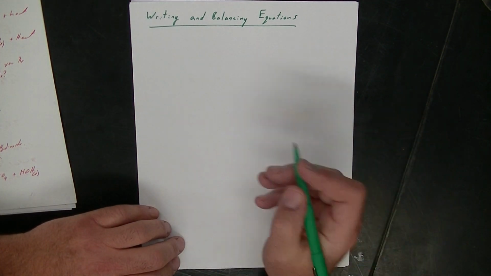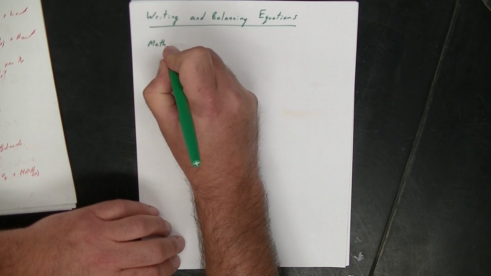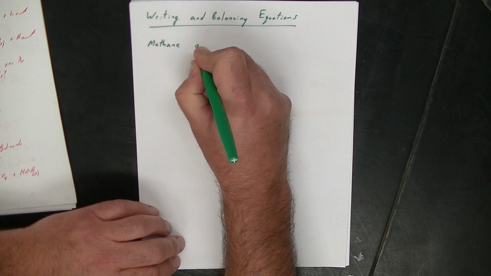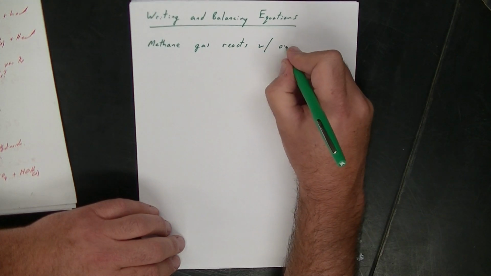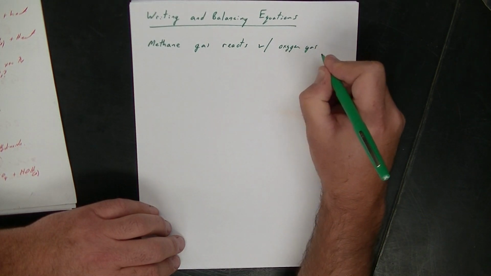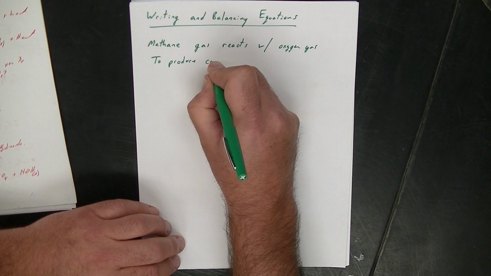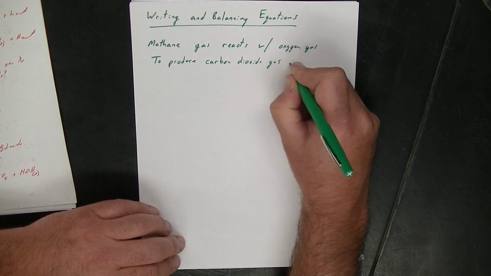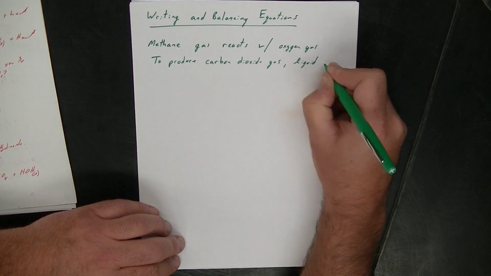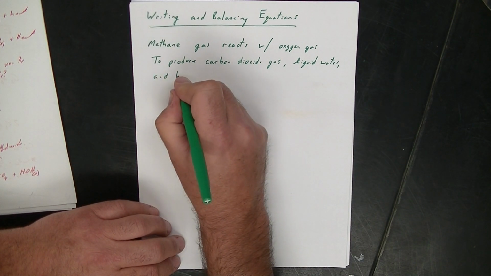Alright, so writing equations. Let's just get down and dirty and get into writing them. Let's start with something like this. Let's say that we have methane gas reacts with oxygen gas to produce carbon dioxide gas, liquid water, and heat.